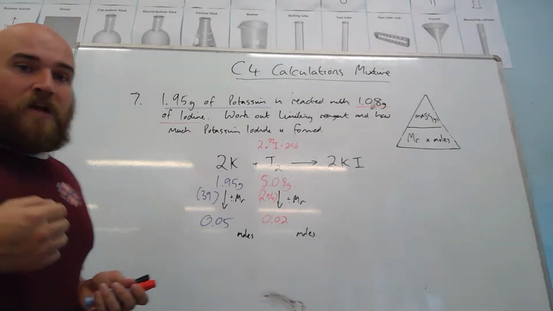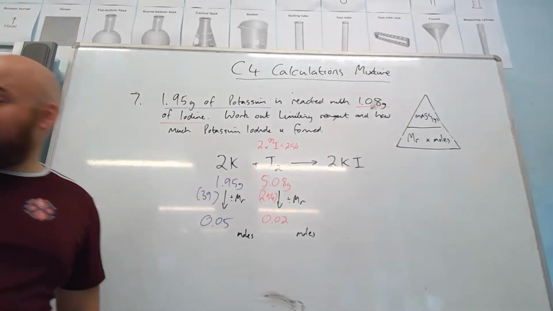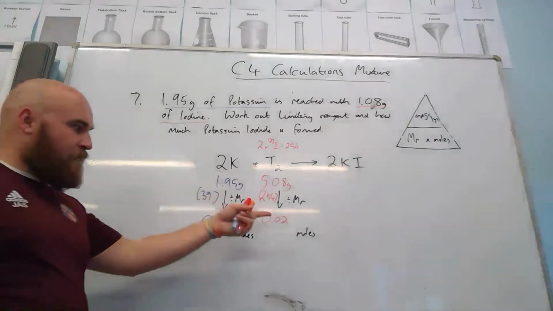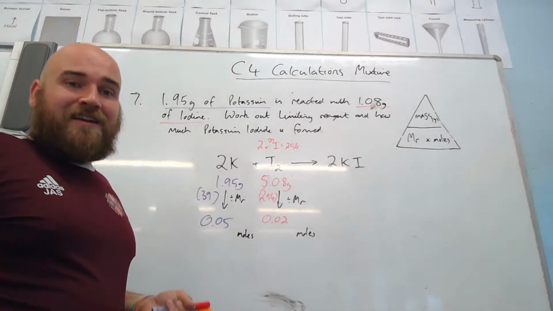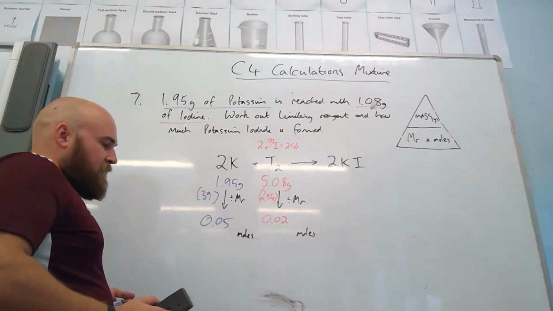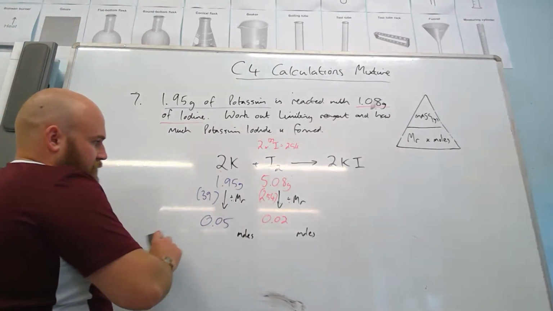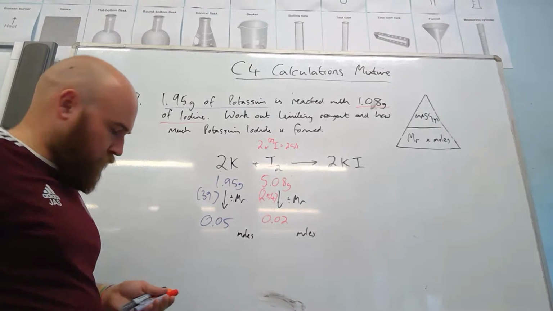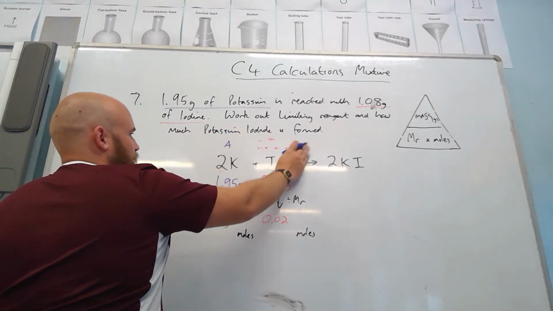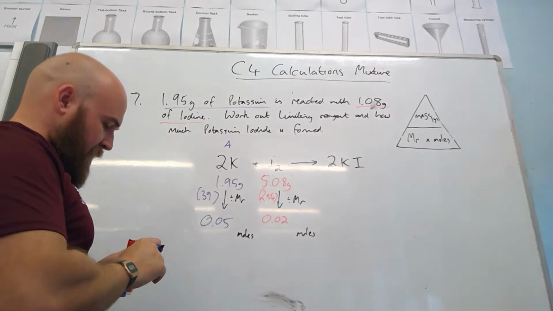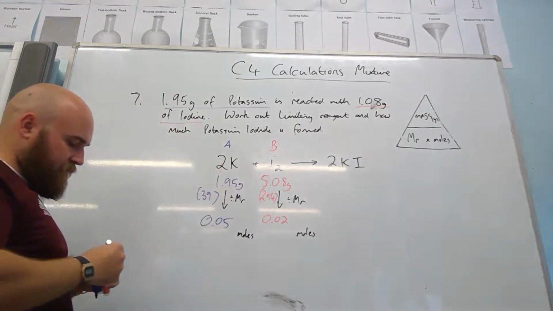Right, so now we know the number of moles. We need to see which is going to be limiting and which is going to be in excess. This reaction will carry on until one of these two runs out. The limiting reagent is the one that runs out first. So how are we going to do this? Let's call this chemical A, and let's call this chemical B, and we're going to make 2 assumptions here. Let's just see what happens.